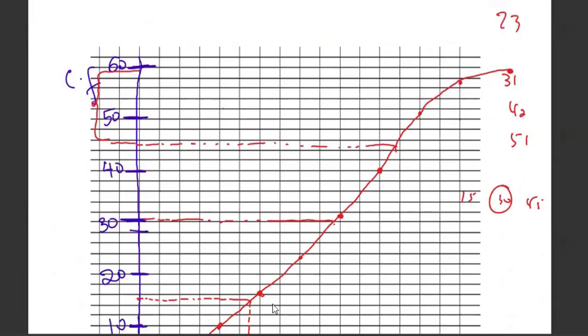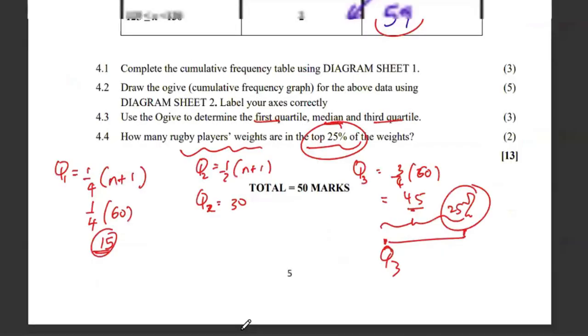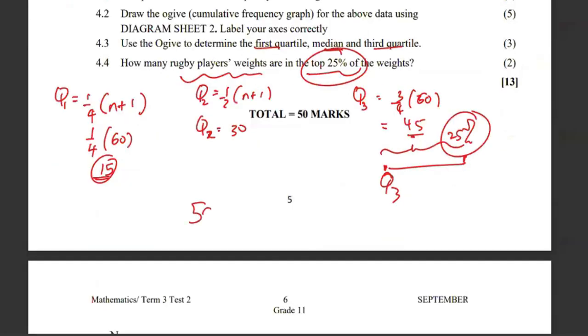So this is the top 25, if that is the Q3. So the top 25 is having how many learners? It's gonna be 59 minus 45. So 59 minus 45, that gives me 14 learners, okay? So we said 59 minus 45, that gives us 14 rugby players, not learners. So 14 players is what we needed.